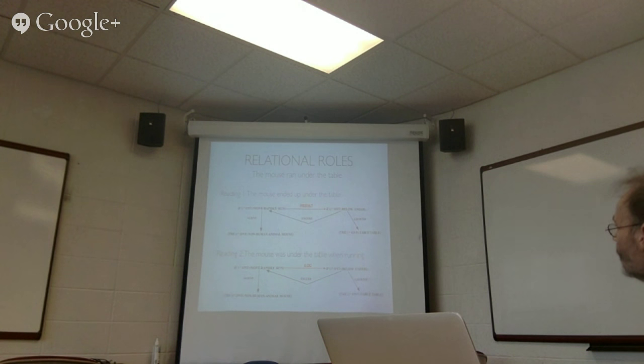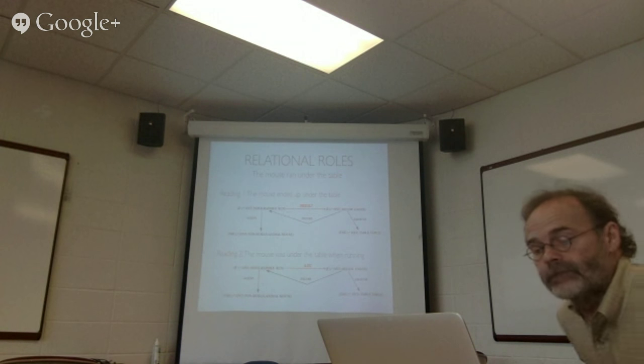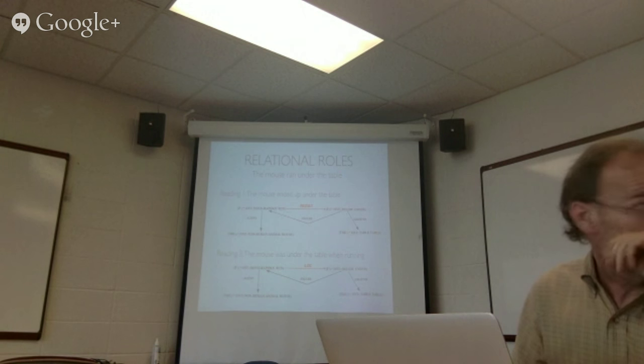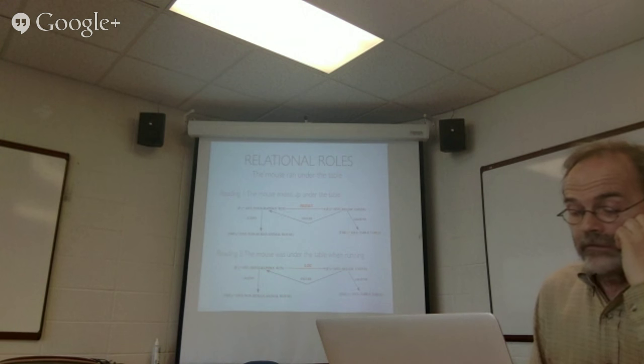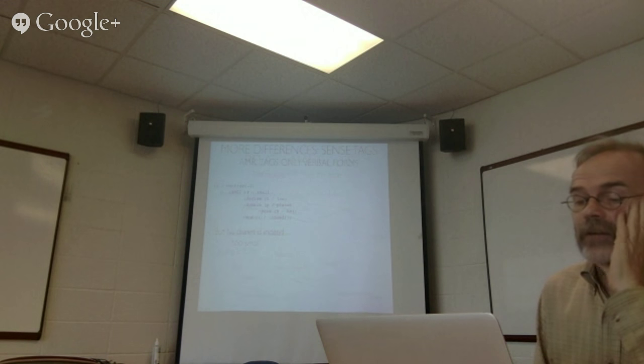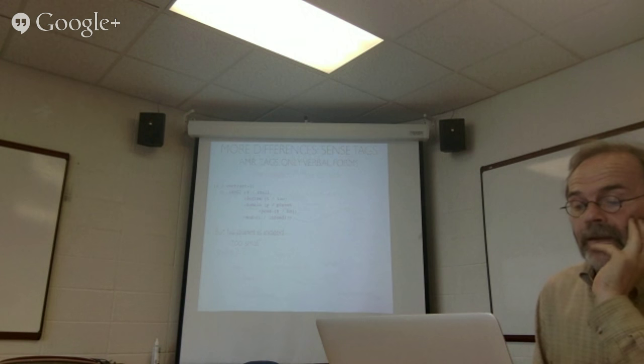In many representations, we might encode this as saying that things like "under" might be ambiguous and you might have two senses. One is where something ends up and the other is where it is. Or various other things, but we don't need that here. We have one sense of being under, and it goes through. Okay, so that was roles, moving quickly through. Sense tags, we already talked about.